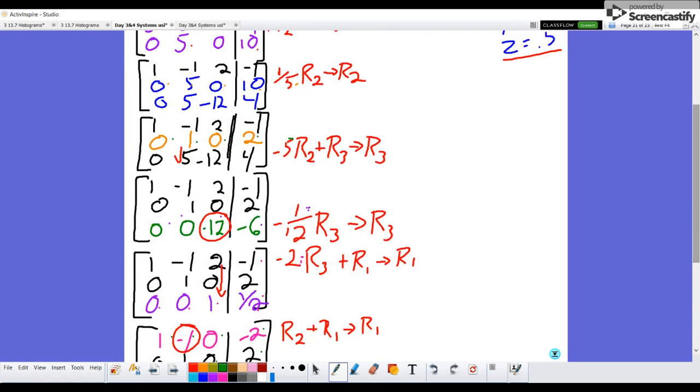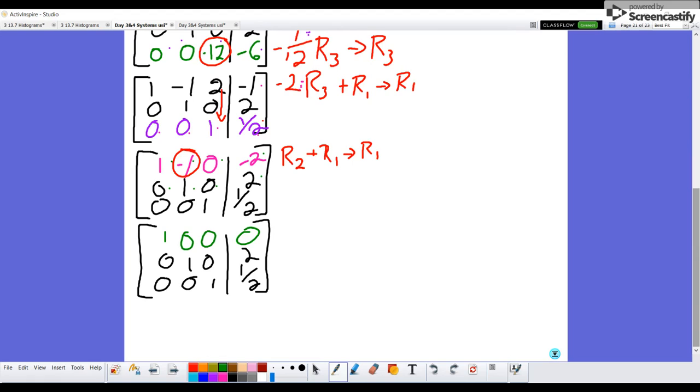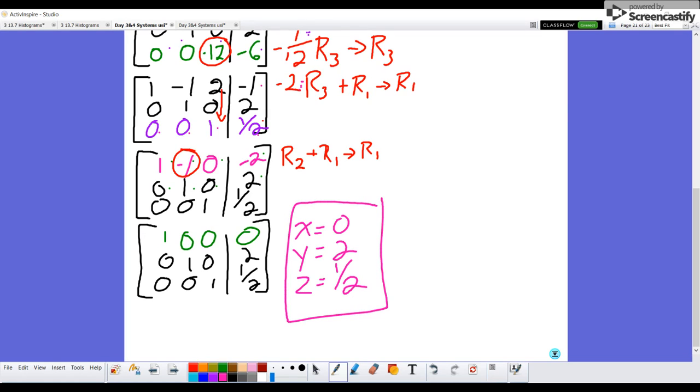Does that match what we were supposed to get? 0, 2, 1/2? Oh, yeah. So x equals 0, y equals 2, and z equals 1/2. We did it. Yay! Now let's do another one.